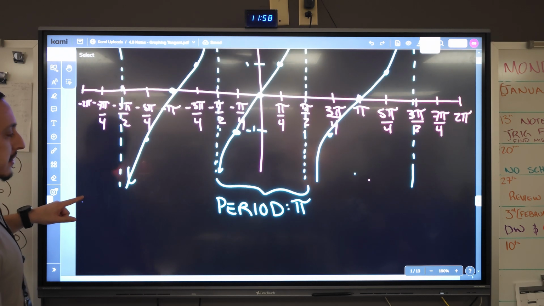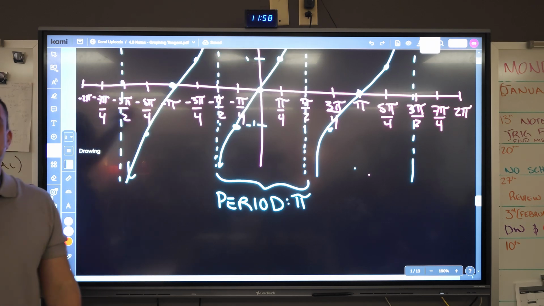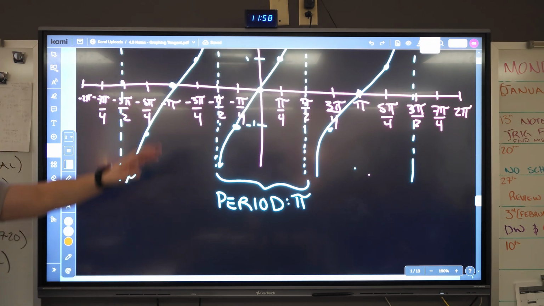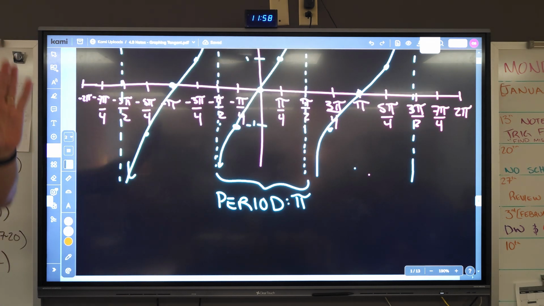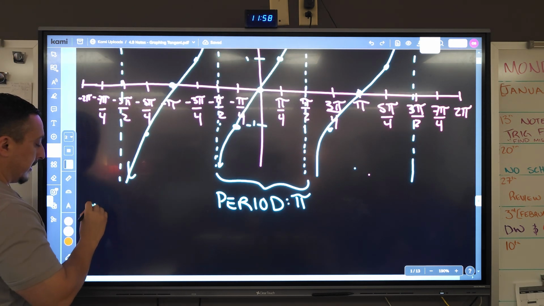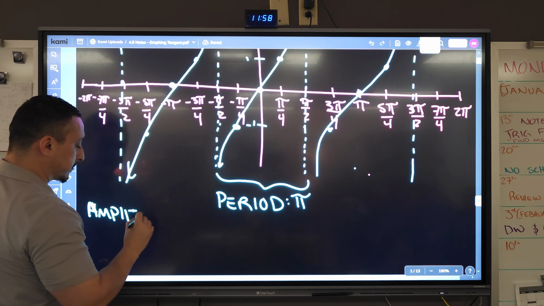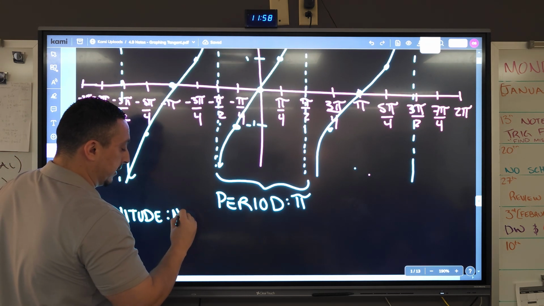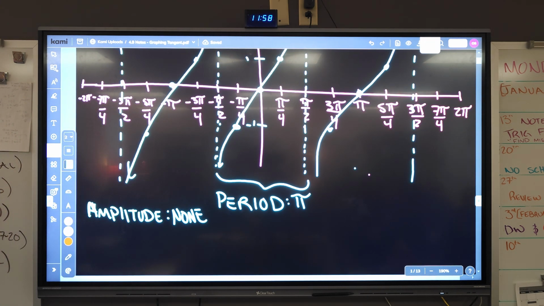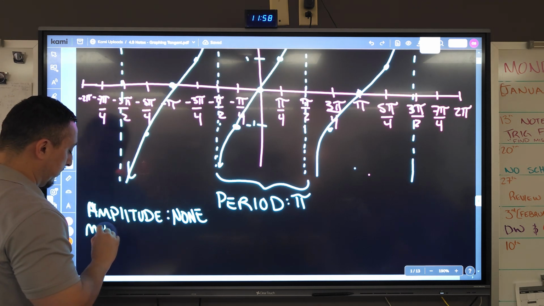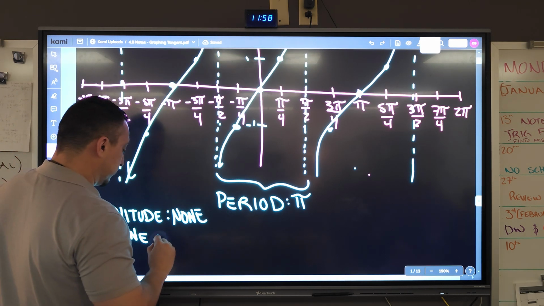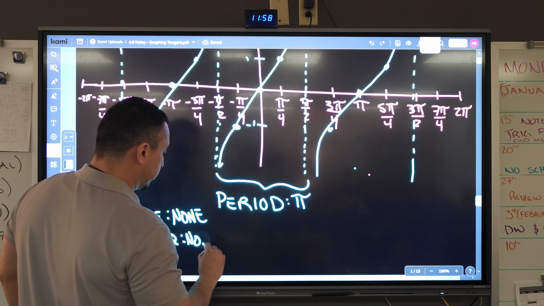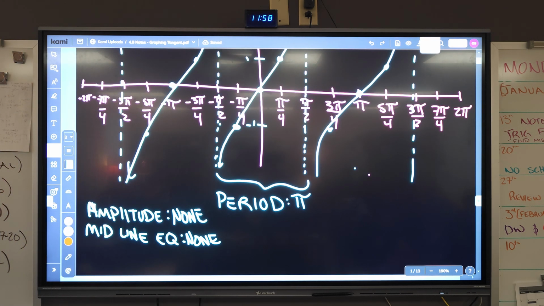For tangent functions, remember amplitude was the loops, like how high those loops are. There are no loops here. There's no maximum or minimum. So whenever you see amplitude, you will put none. For tangent, it automatically doesn't have any. Also, because it doesn't have a maximum or minimum, there's no midline equation. There's also none. So for all the tangents, you can automatically put none for those two.